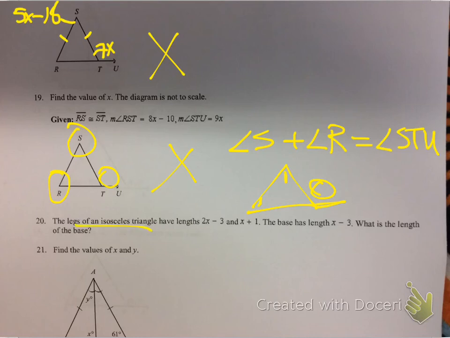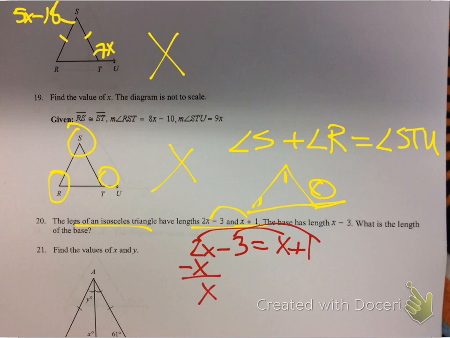All right, let's see here. The legs of an isosceles triangle are this. The base has this. What's the length of the base? Well, you know that these are isosceles, so these two are equal. So then that's 2x minus 3 equals x plus 1. Variables to the left, numbers to the right. Plus 3, so x is equal to 4. And then you put it in here, 4 minus 3. So the length of the base is 1. That would be your answer. That's all you got to do.